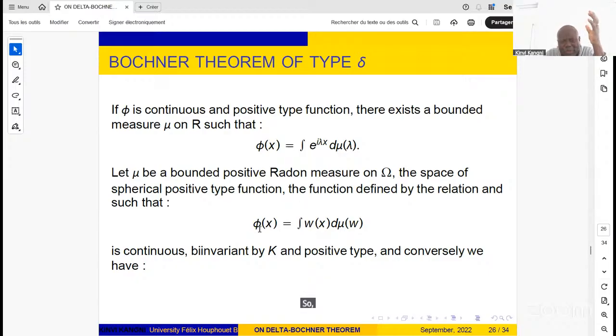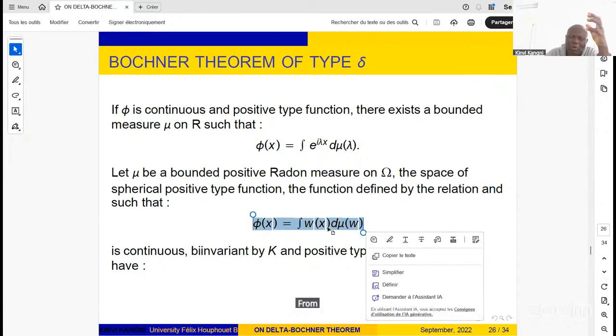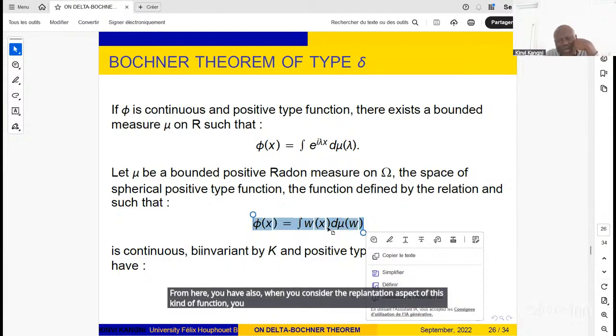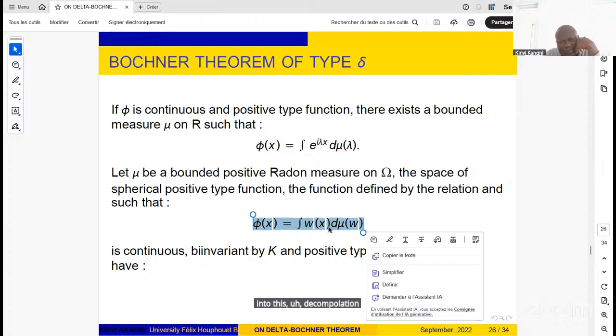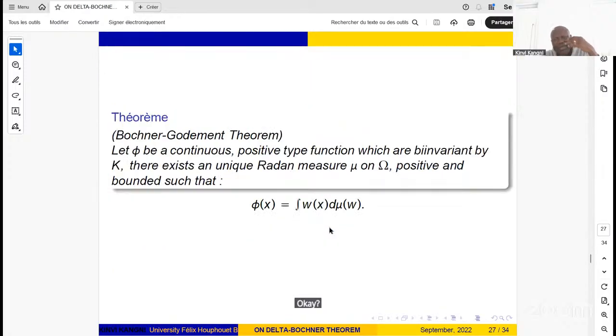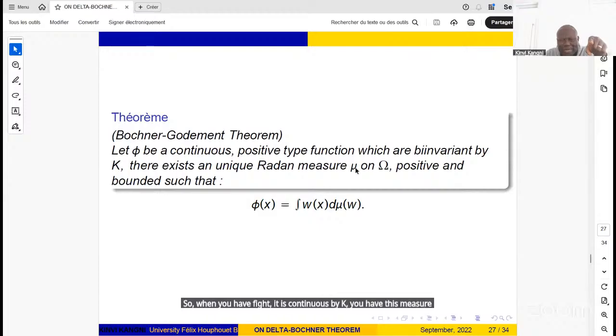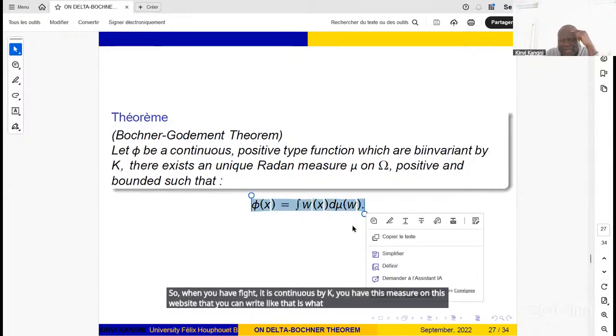So for any function phi which is continuous, bivariant by K and of positive type, you can have this kind of decomposition. From here, when you consider the representation associated to this kind of function, you also have the representation in this decomposition. Okay, but the general classical theorem, when G and K are a Gelfand pair, is this one. So when you have phi, which is continuous and bivariant by K, you have this measure on this space that you can write like that, which is what I'm just saying.